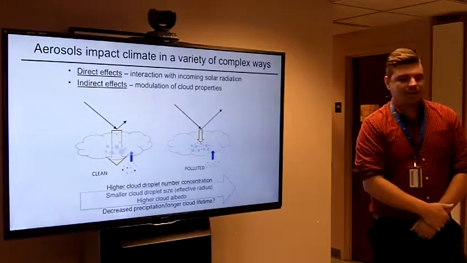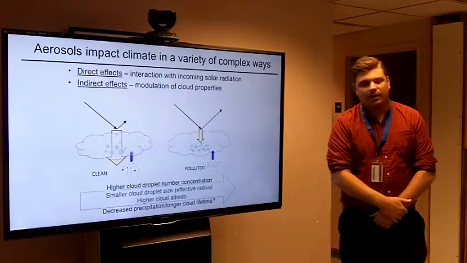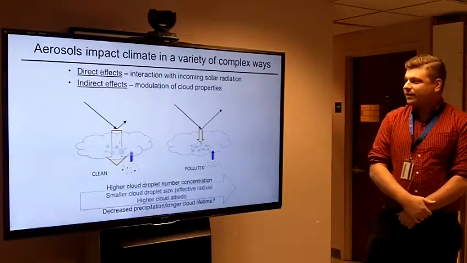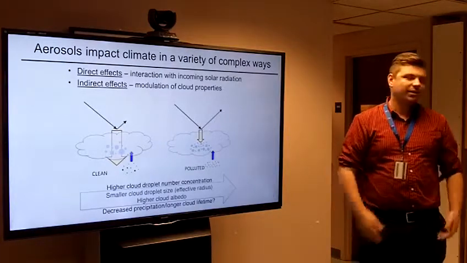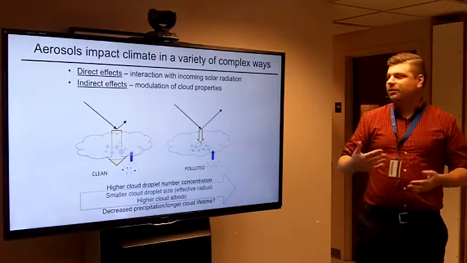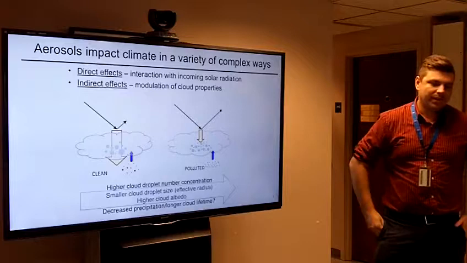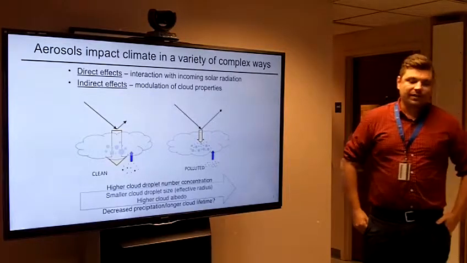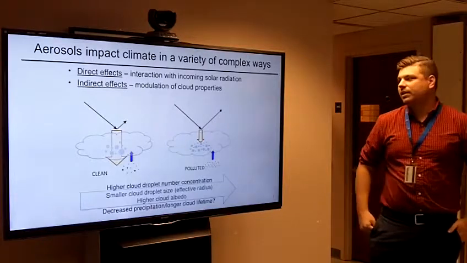And of course, these aerosols impact climate in a variety of complex ways. One of the main ways is through the direct effects of aerosols, which is just the interaction with incoming solar radiation. So this can be scattering and absorption. Different species may be better at doing different types of extinction, whether it's scattering or absorption. And then there's also the indirect effects, which are, in short, a modulation of cloud properties.